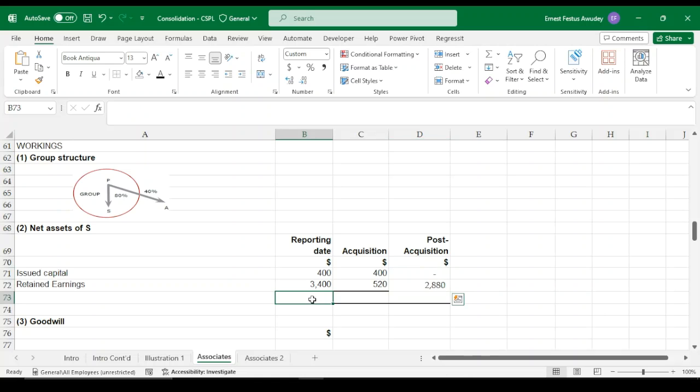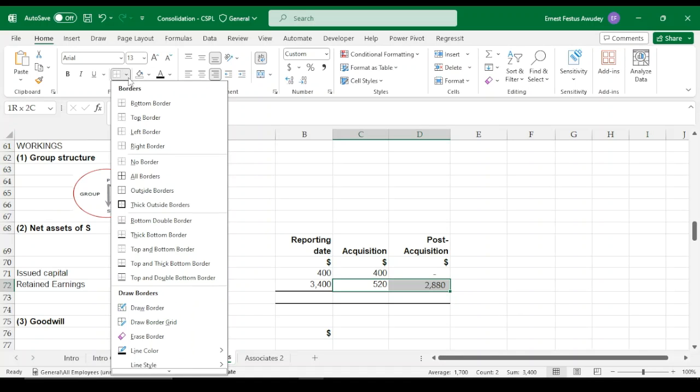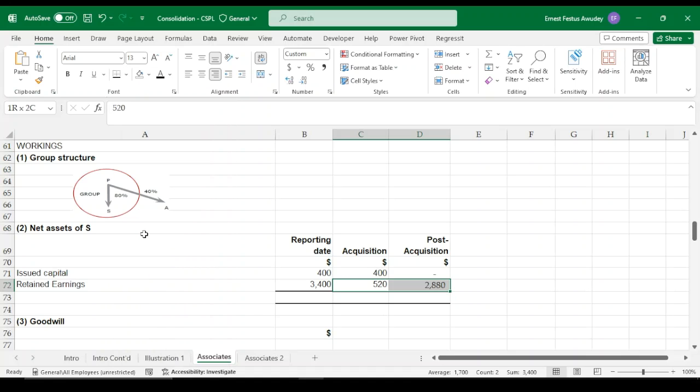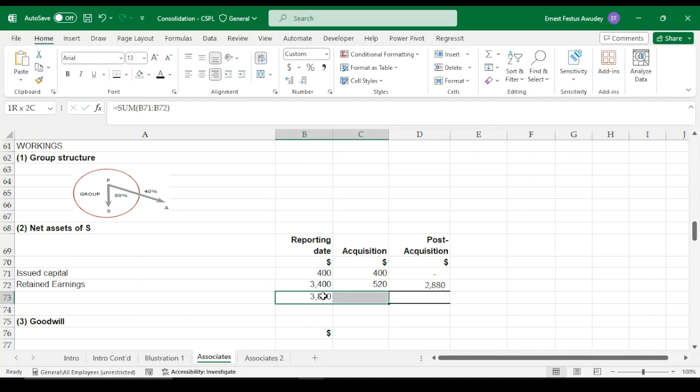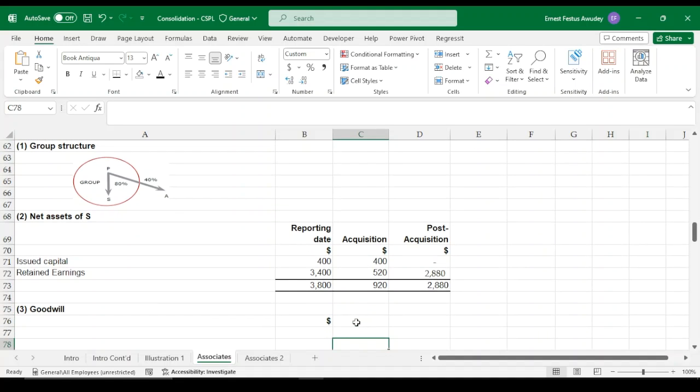So that is our post acquisition profit. Let me insert my border there, tick bottom border. Now I can use Alt equals, which is the shortcut key for auto sum, to sum these figures. So I'll use Control R to sum the figures right there. All right, so we have our net assets perfectly set up for us.